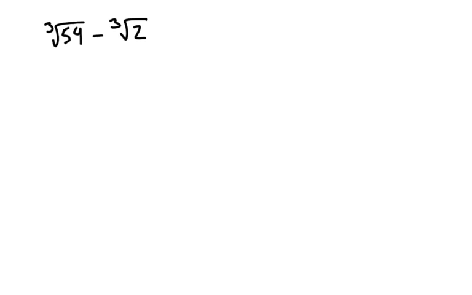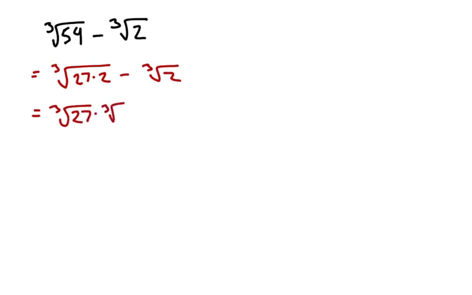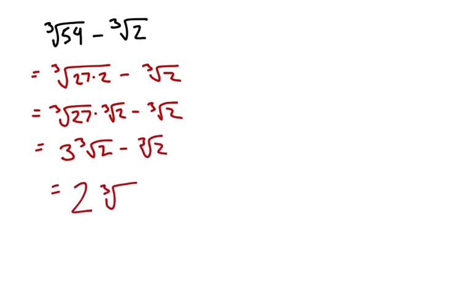Sometimes these radicals don't look alike, and we need to simplify the radical first. So this cubed root of 54, we have to look at that as 27 times 2, because the cubed root of 27 is a perfect cube. Well, the cubed root of 27 is 3, so we'll have 3 cubed root of 2's minus 1 cubed root of 2 leaves us with 2 cubed root of 2's.